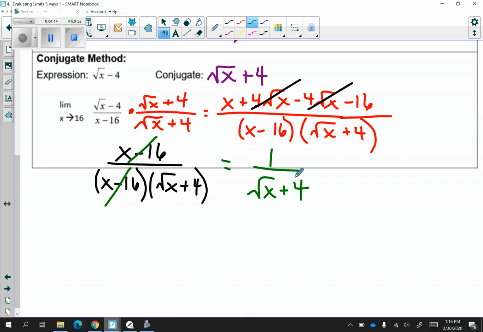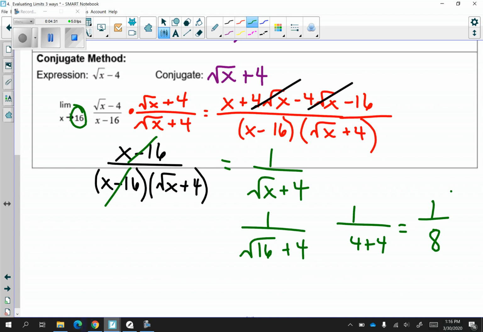Now, this turns into a substitution question. So notice as x is approaching 16, so 1 over radical 16 plus 4. This is going to be 1 over 4 plus 4, which is 8. 1 over 8 is going to be my answer.